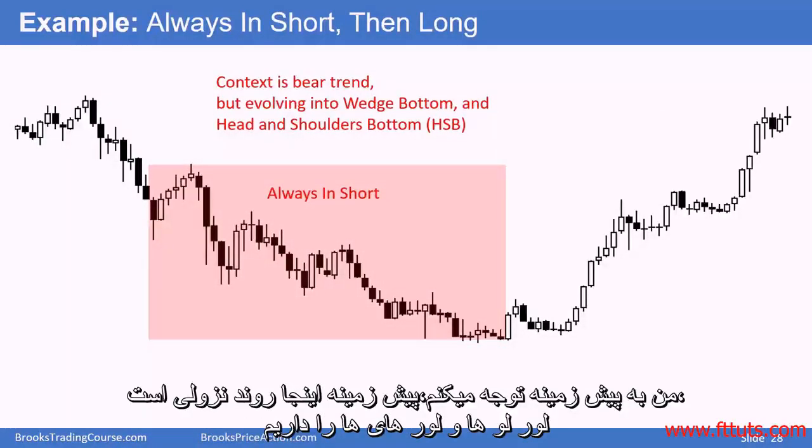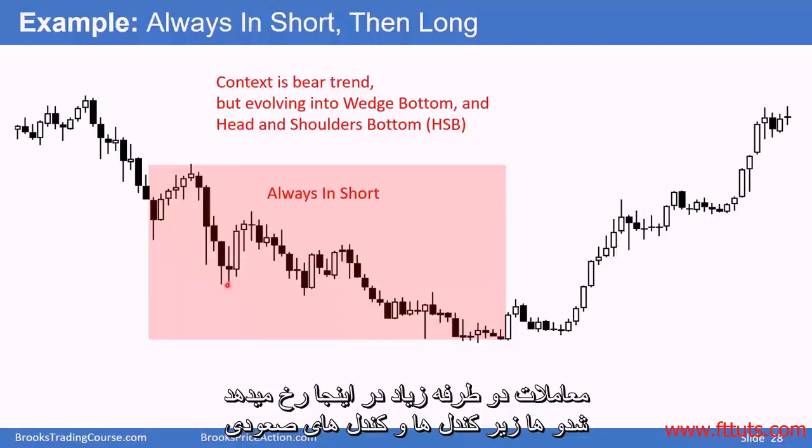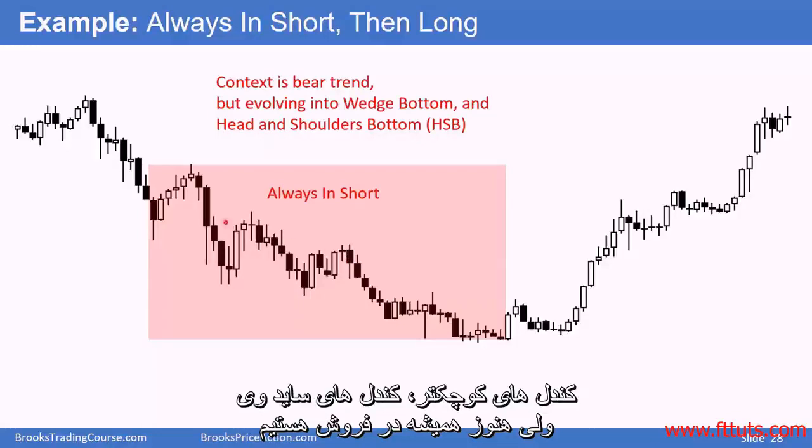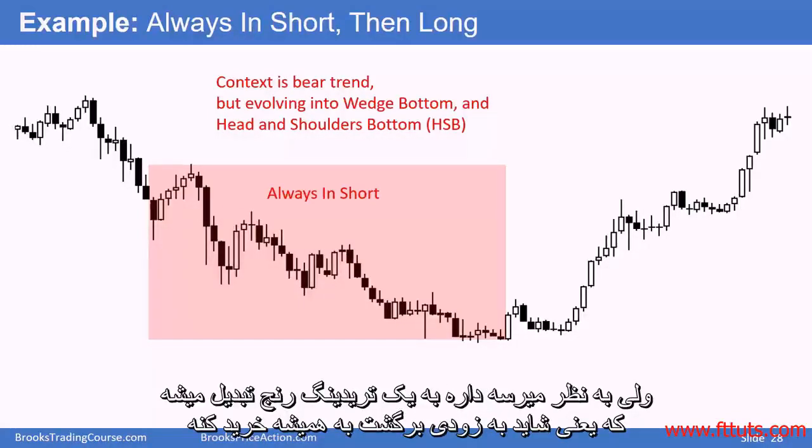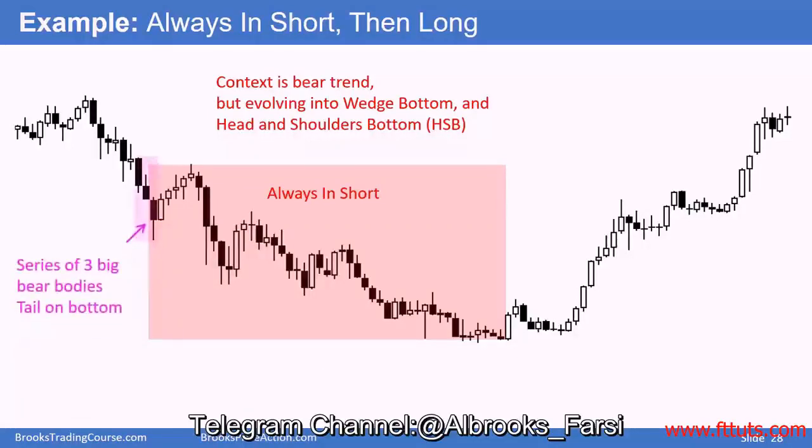I pay attention to context. The context here is that we're in a bear trend. We're getting lower highs and lower lows. We're starting to get a lot of two-sided trading. Tails below bars, some bull bars, smaller bars, sideways bars. It's still always in short, but it looks like it's evolving into a trading range, which means that it may soon reverse into always in long.